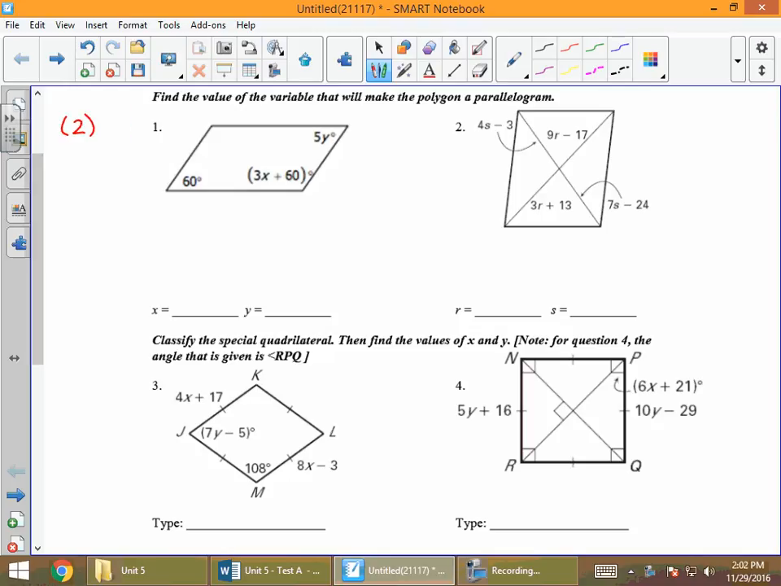All right, so it's worth a 2-pointer, and it wants us to find x and y. Obviously, you get 1 point for x and 1 point for y. One of the things that I know is if this thing is in fact a parallelogram, the opposite angles are congruent to one another. So that means 60 has to equal 5y. So divide 60 by 5, and you get y to be 12.